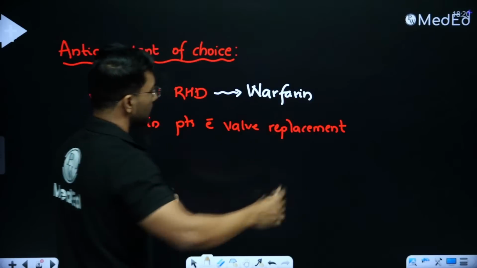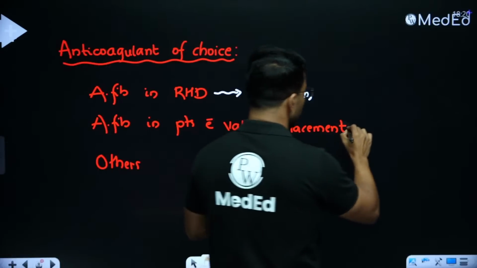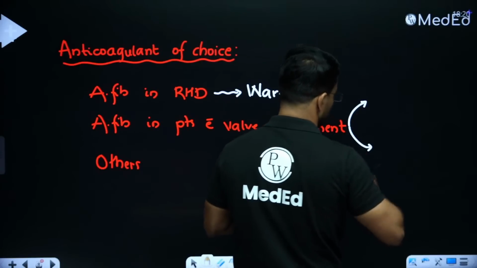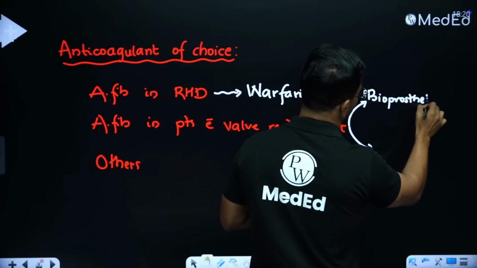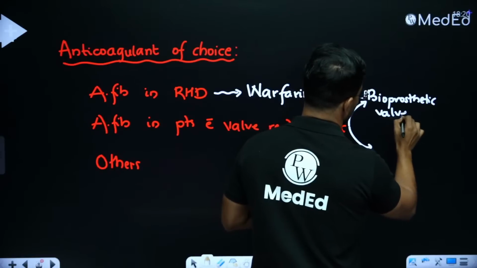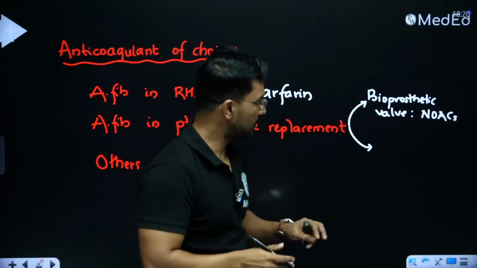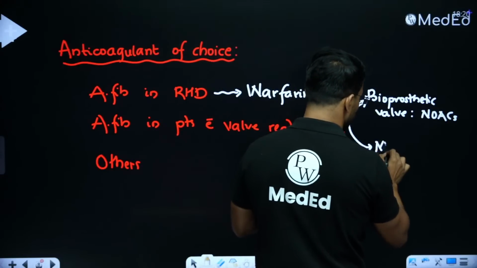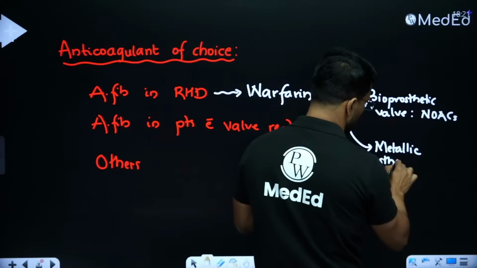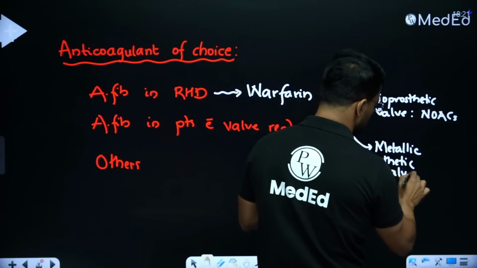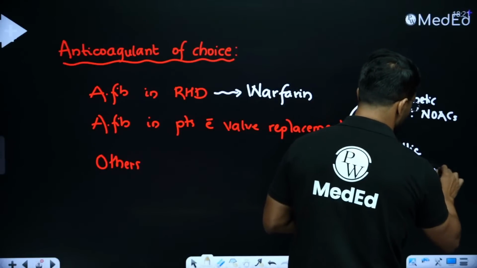Warfarin. If this patient with a valvular heart disease has been subjected to valve replacement, then we have two types of prosthetic valves. One is bioprosthetic valve. If I am using bioprosthetic valve, then I can use newer oral anticoagulants like dabigatran, apixaban, ximelagatran. But if I am using metallic prosthetic valves, again, I don't have sufficient studies to say that newer oral anticoagulants are as good as warfarin here, so I have to go ahead with warfarin again.